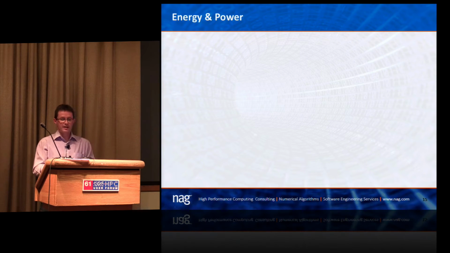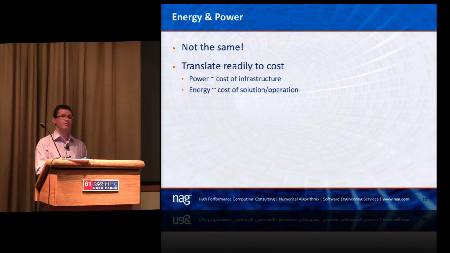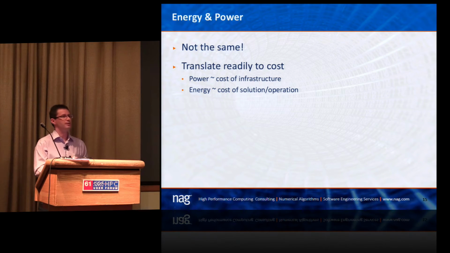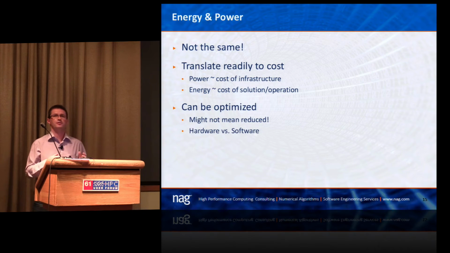We also like to measure energy and power. They both roughly translate, or readily translate, to cost. The power capability of a system roughly translates to the cost of the infrastructure you have to put in place to manage the system in the first place. And energy is roughly the cost of the operation of the system on an ongoing basis, how much you're paying on a monthly basis for electricity bills.